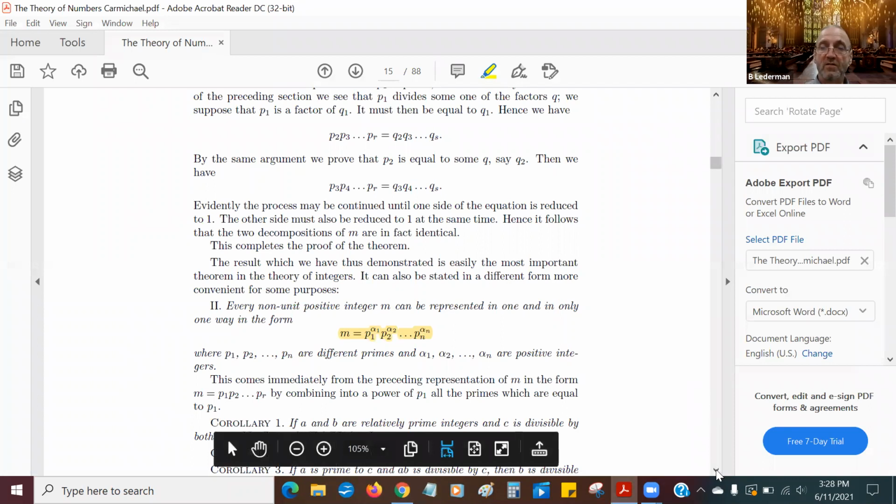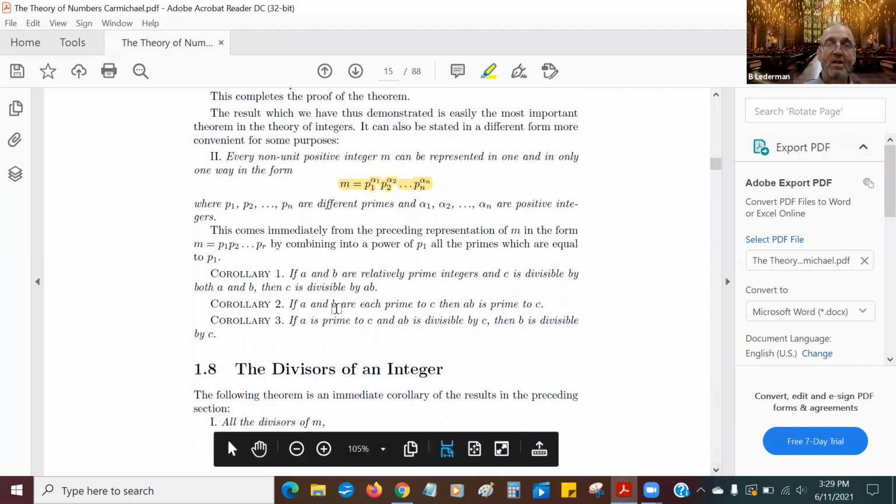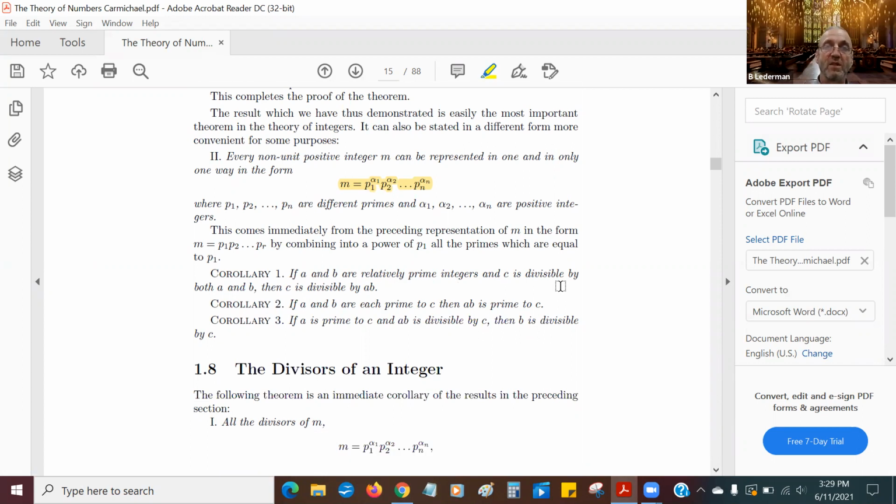And now this is going to give us some very quick corollaries, not coronaries, but corollaries. So if a and b are relatively prime integers and c is divisible by both a and b, then c is divisible by ab. In other words, if c is a common multiple of these two relatively prime numbers, it's going to be a multiple of their product.